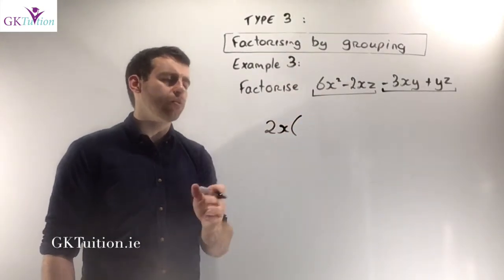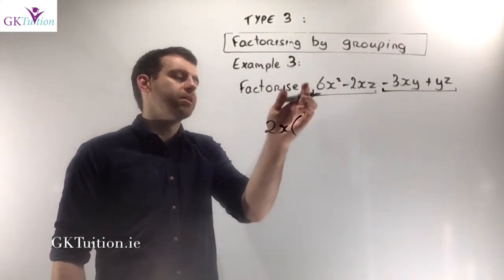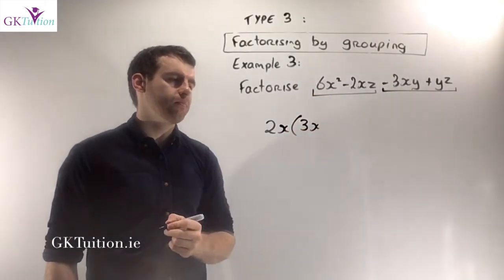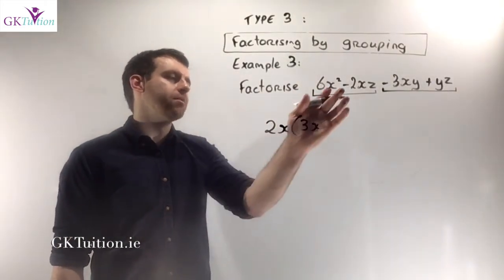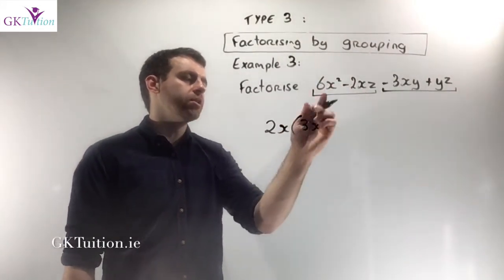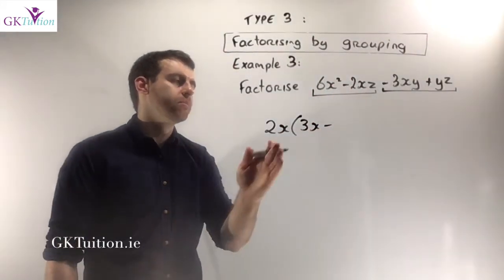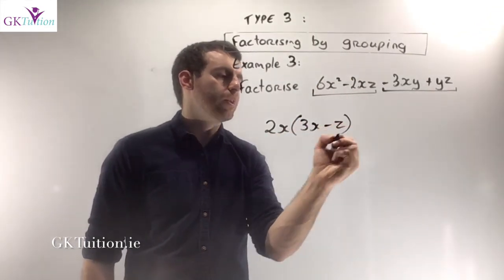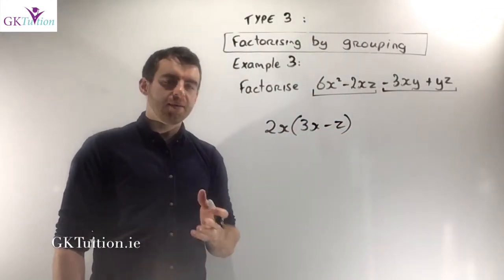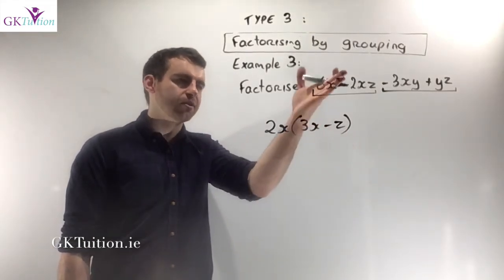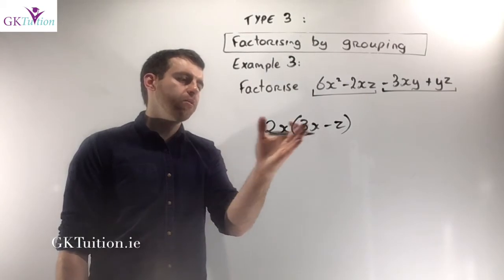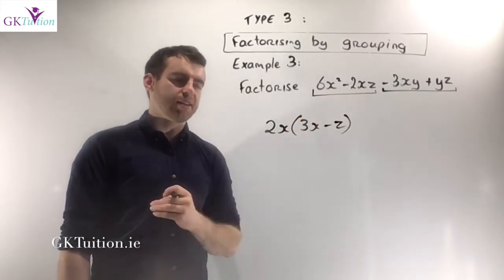2x into 6x squared, I would think of that as 2 into 6 goes 3 times, x into x squared goes x times. And then there's 2x into minus 2xz, 2 goes into minus 2 minus 1 times, the x divides into itself once, and then I've got a z. So I would just be left with minus z. Again, make sure you realise that if I multiply this out, I'll end up back where I started. 2x by 3x is 6x squared, 2x by minus z is minus 2xz.